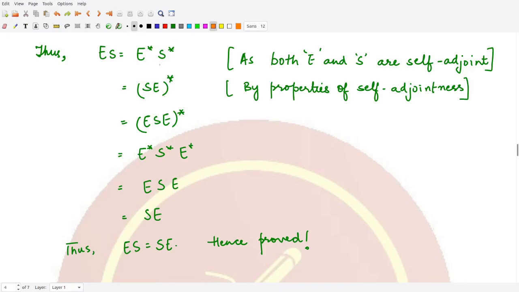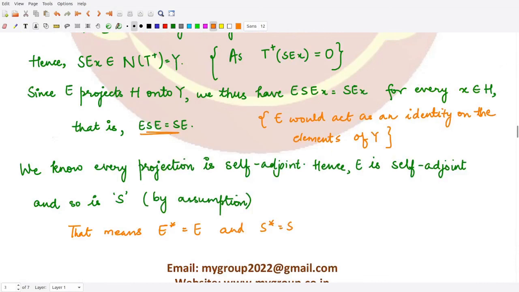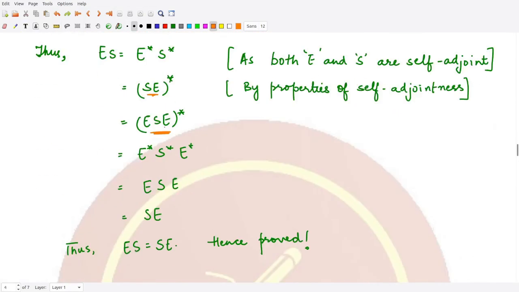And according to the properties here, (A B) star is equal to B star A star. So using this result here, these operators change their order when you open up this star over the bracket. So here you could combine the star, so you have to reverse the order, so it is (S E) star, right? And now you know this S E is nothing but E S E. We have just proved it over here, right? So using this result here, this S E is E S E, so you have (E S E) star.